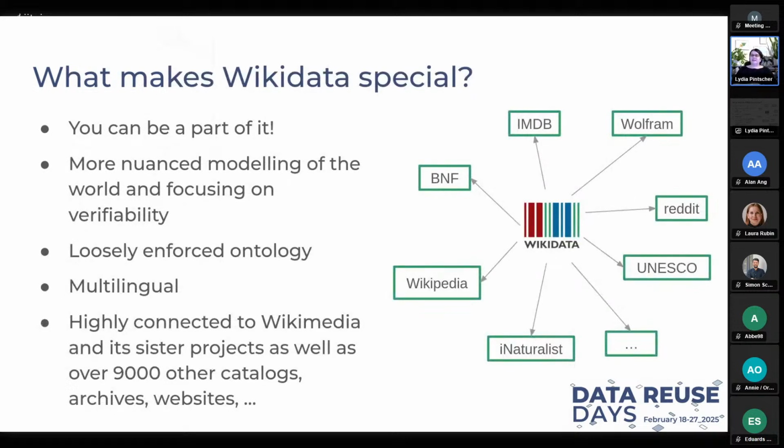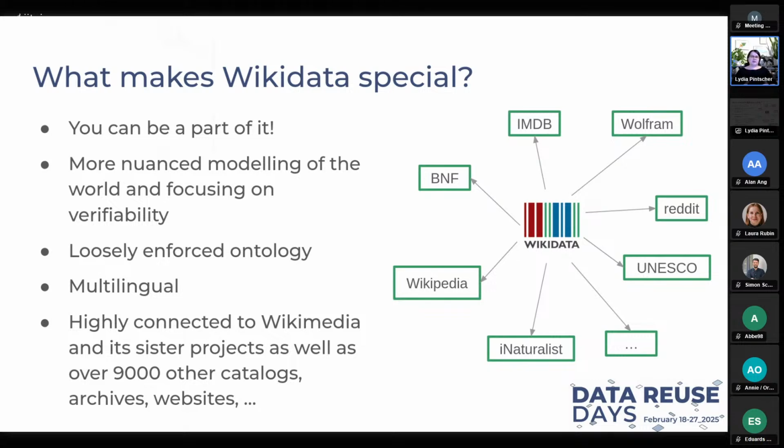Now, there are many knowledge graphs out there. What makes Wikidata a bit special in the eyes of someone who wants to use the data from Wikidata? First of all, you can be a part of it. If there's data missing in Wikidata or wrong, or otherwise you want to change something, you can do that. You can go and edit Wikidata and adjust the data in it and contribute to building it out.